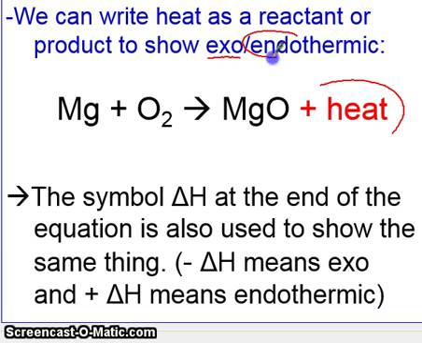If it were endothermic, we put it as a reactant. We put it in here. Another way of doing it, we won't be doing it this way in this class, but in AP Chemistry we'll use this delta H symbol, and it's placed at the end of the reaction.